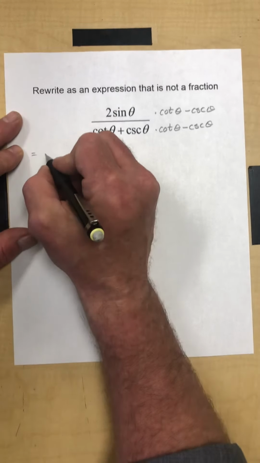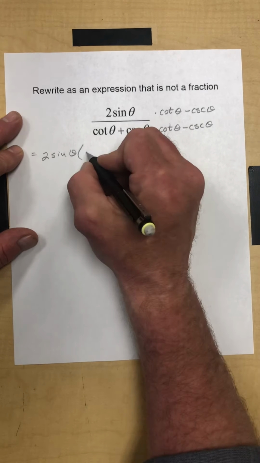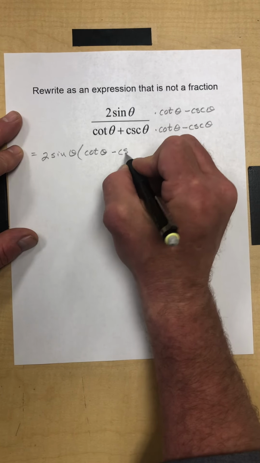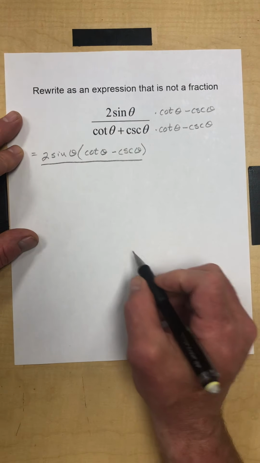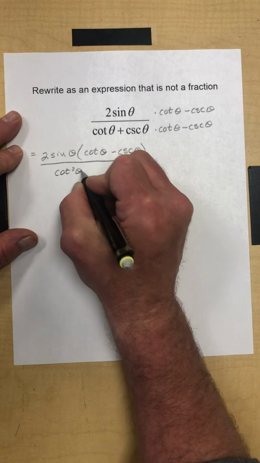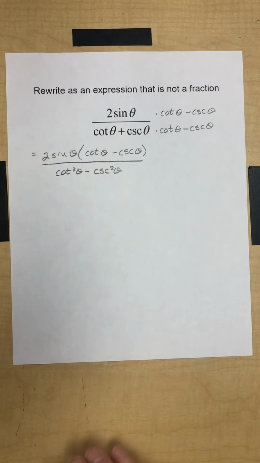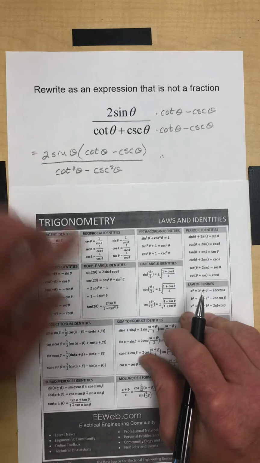Okay, so let's see, we get 2 sine theta times the quantity of cotangent theta minus cosecant theta, all over, let's see what happens here. That would give me cotangent squared theta minus cosecant squared theta. And I see that cotangent squared and cosecant squared together. So I'm going to go once again to my Pythagorean identities, and let's see what I've got down here.